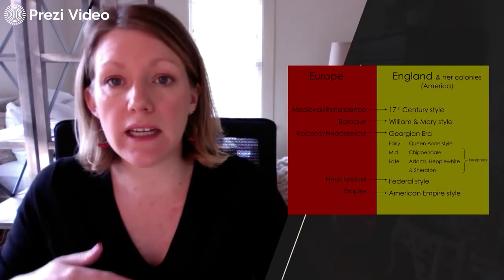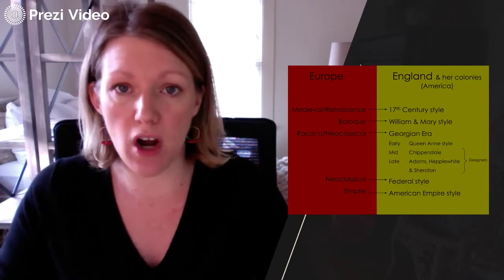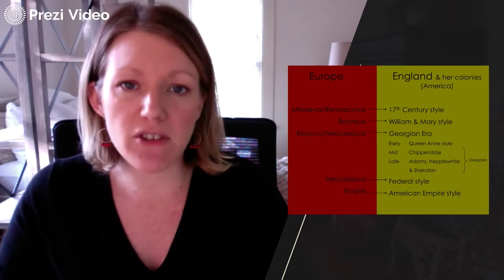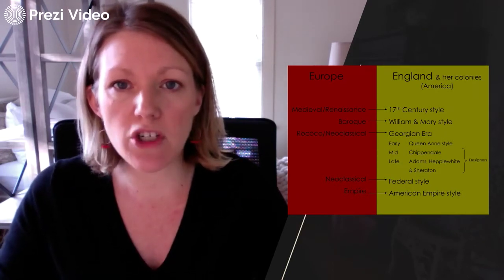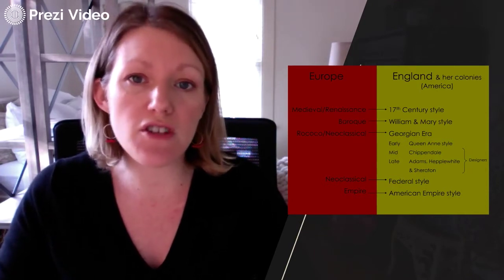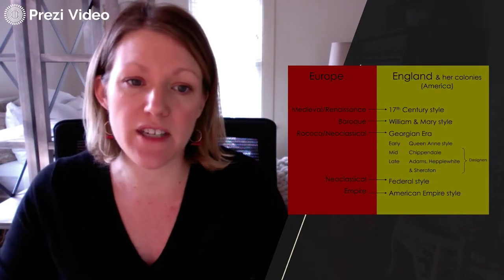So following 17th century style is William and Mary style. This relates strongly to the Baroque design style we have studied already. After that, we see the Georgian era, which encapsulates design styles and particular designers whose styles strongly relate to Rococo and neoclassical styles.